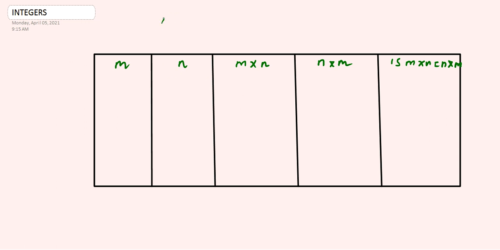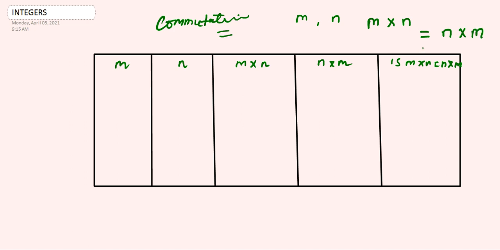Okay, so what is commutative property? Commutative property means what? Suppose M and N are two integers. If we are multiplying M and N, and if we are multiplying N and M, so our answer is same or different, that we have to find. Okay, so this is your commutative property. Means if 2 into 3 gives you 6, then 3 into 2 gives you 6, the result is same. So this is your commutative property.